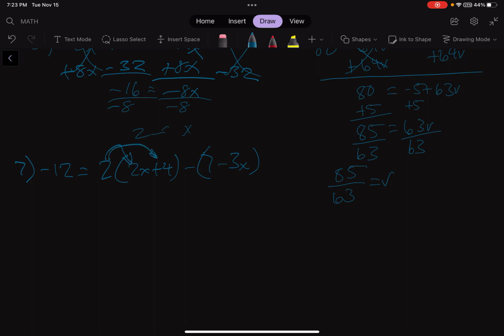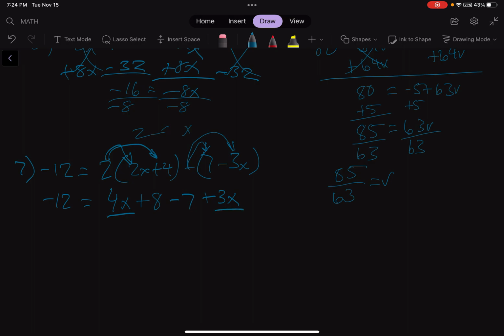I'm going to do distributive property. That's going to be 4x plus 8. 2 times 2x is 4x, 2 times 4 is 8. I'm going to bring down my negative 12 here. Now, to distribute that negative sign, that's like saying negative 1, which just means do the opposite of everything inside the parentheses. So that's a positive 7, well, now it's going to be a negative 7. That's a minus 3x, so now that's going to be a positive 3x.